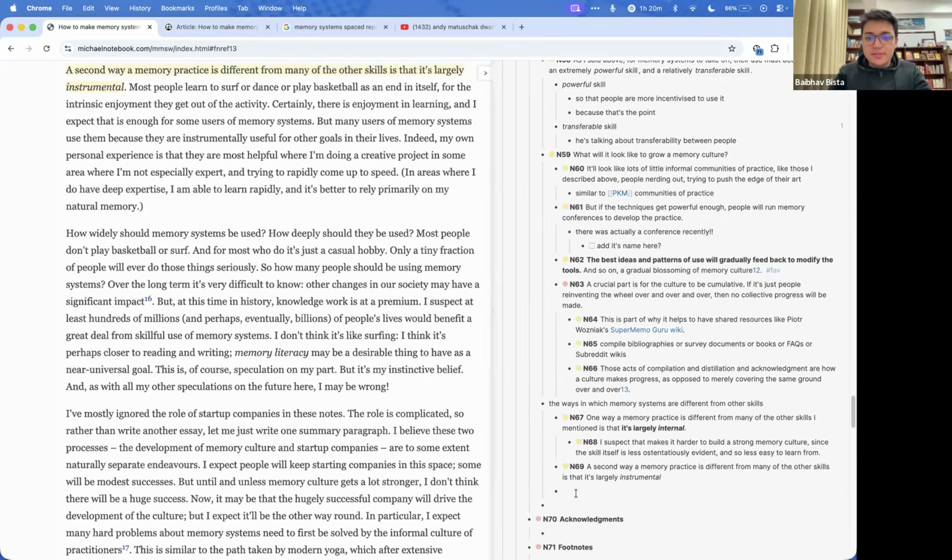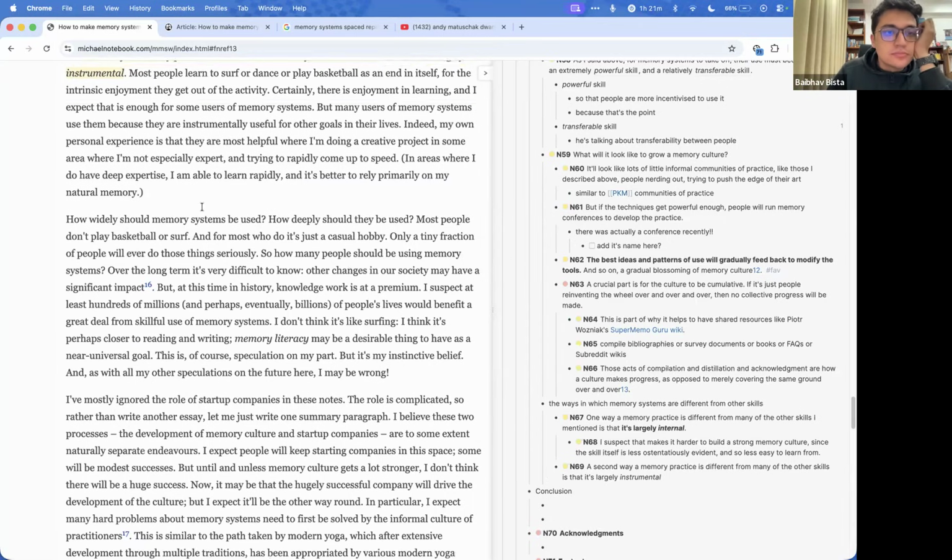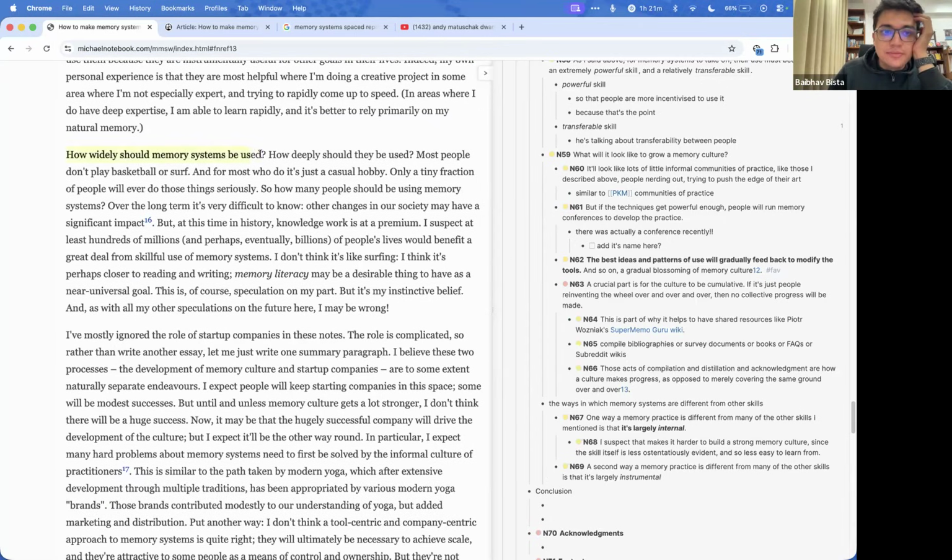And in many ways, this feels to me like we're at a conclusion point in the essay right now. How widely, and I'm creating a different one because I'm realizing that I'm going to be mining this for questions now. How widely should they be used? How deeply should they be used? How many people should be using them?